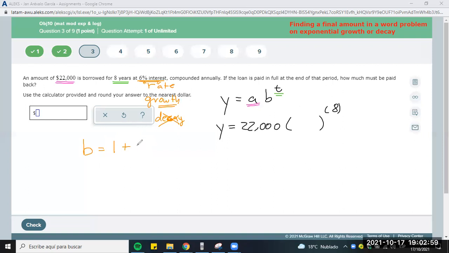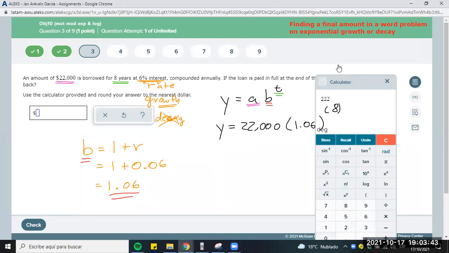plus the r, right? So as r equals 6%, remember that you have to divide 6 by 100. So it is just 0.06 as a decimal number, not as a percentage. So this is going to be 1.06, right? So that is the value of b that we were looking for. I'm not going to put b in red because r was put in red. So b equals 1.06, and then we have to use the calculator.